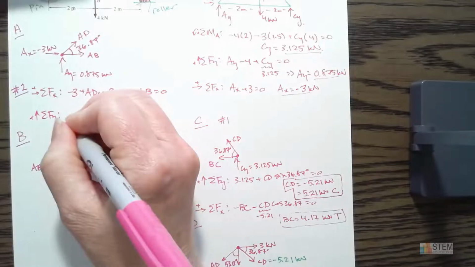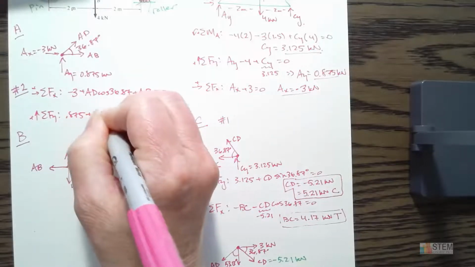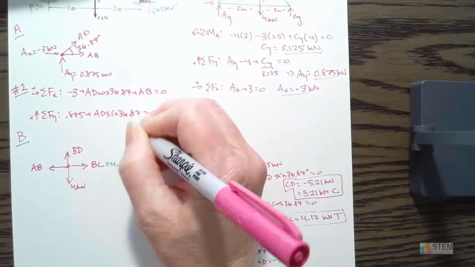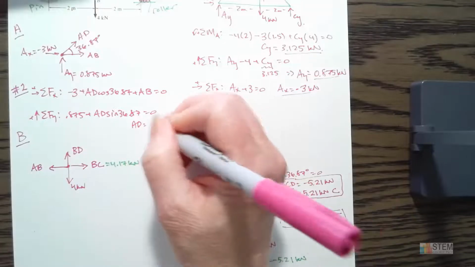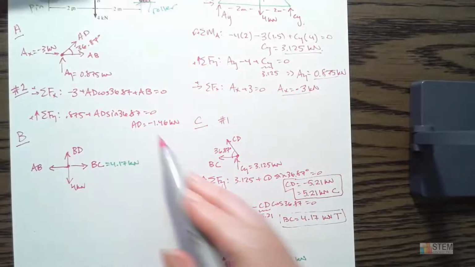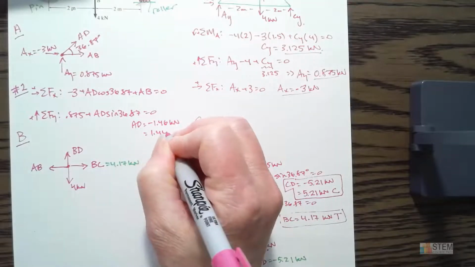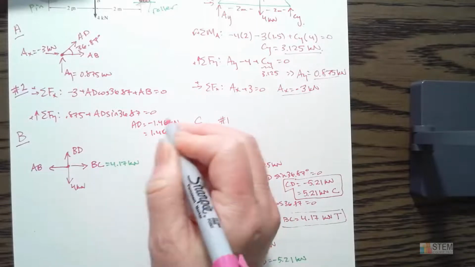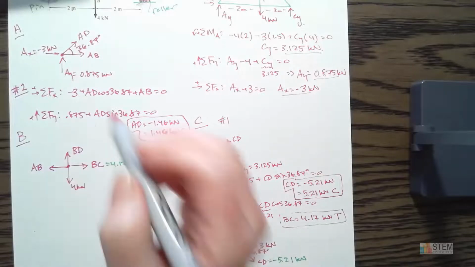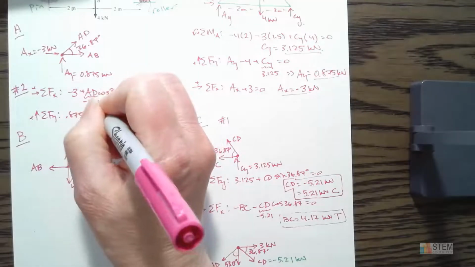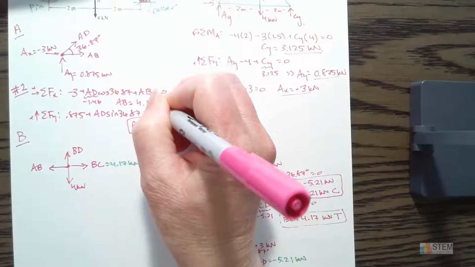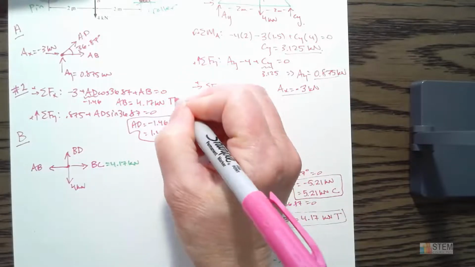So we got positive AY here plus AD sine 36.87. Now I can solve for AD. And this one I get a negative 1.46 kilonewtons. What does the negative mean? Compression, right? So that'll be 1.46 kilonewtons, compression. Okay, now that we know this, we can solve up here. So plug in the negative 1.46, and then get AB, which is 4.17 kilonewtons. Positive, so it's tension.